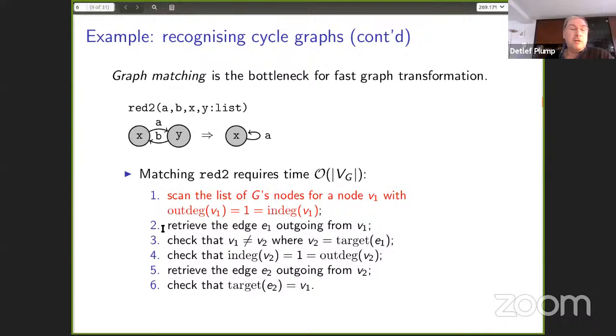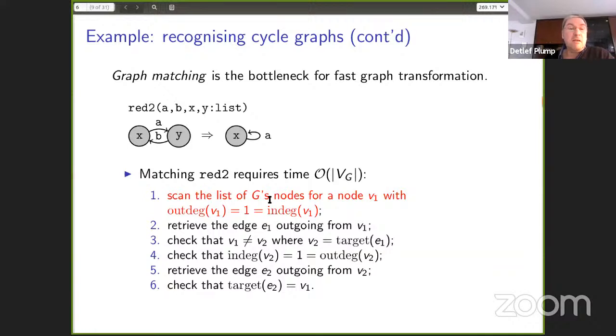The rest here, points 2 to 6, actually each only requires constant time in our implementation. After it has found the leftmost node, which has 1 outgoing, 1 incoming edge, then we retrieve the edge 1 outgoing from V1. This takes only constant time because the compiler provides a list of edges which go out of this node. And because we know out degree is 1, it must be the first, we can take the first edge in that list, which is constant time.